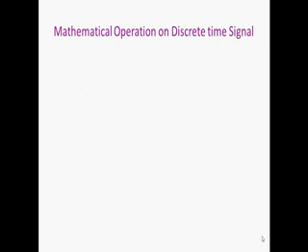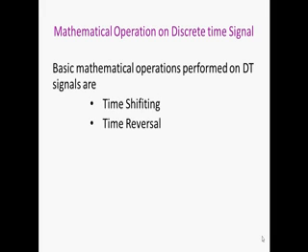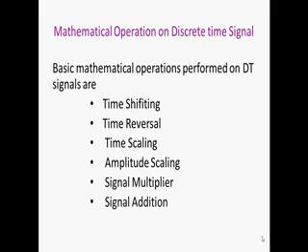The mathematical operations that can be performed on discrete time signals are time shifting, time reversal, time scaling, amplitude scaling, signal multiplication and signal addition. So these are all the basic mathematical operations that can be performed on digital signals.